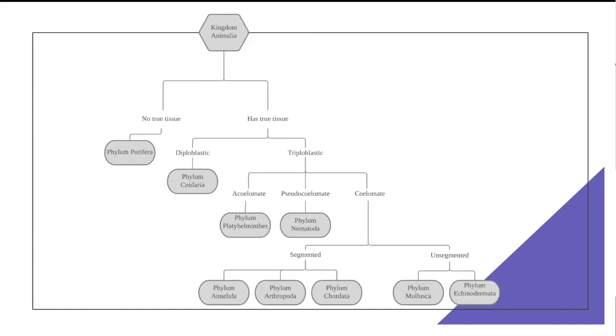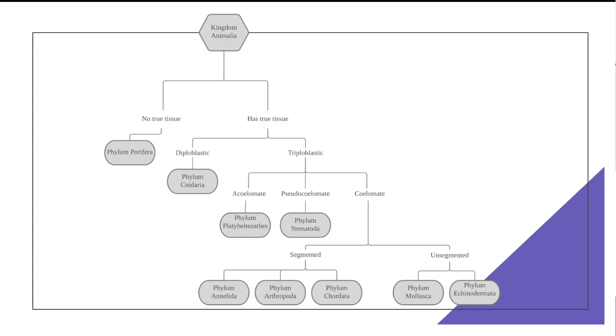Moving on, we're going to kingdom Animalia. So for kingdom Animalia, we're going to classify based on their evolutionary characteristics. That means we're looking at whether or not this animal has true tissues. Then we're going to look at the germ layer, whether it is diploblastic or triploblastic. We're going to look at its body plan, whether it is acoelomate, pseudocoelomate, or coelomate. And last but not least, we're looking at segmentation.